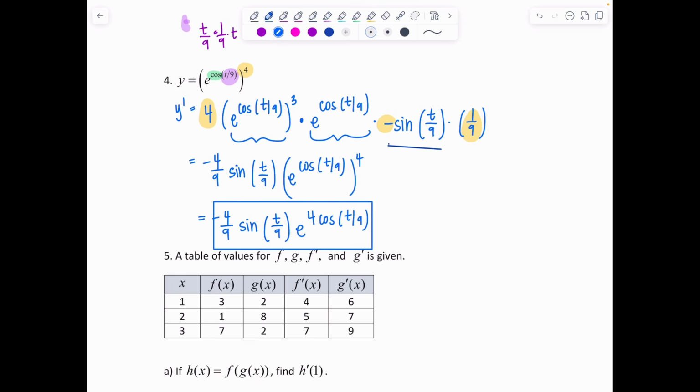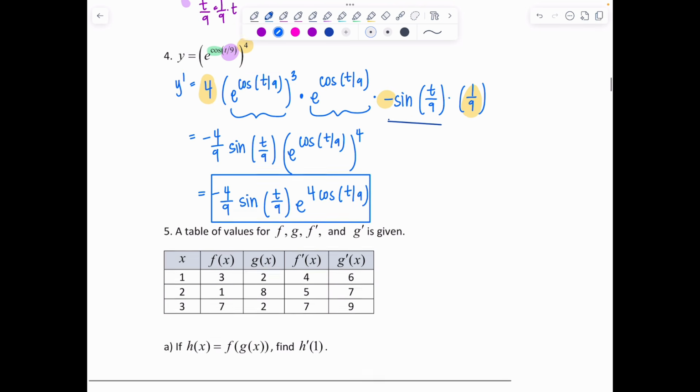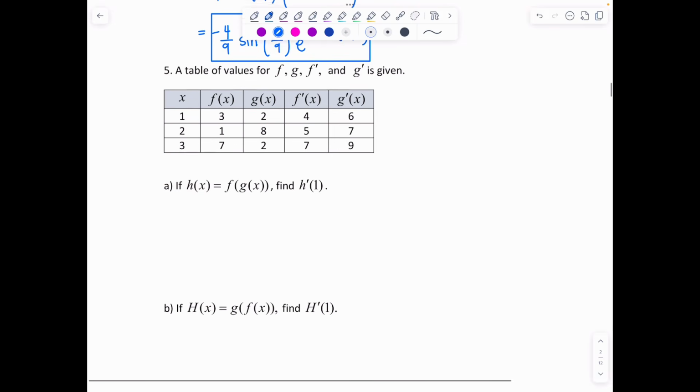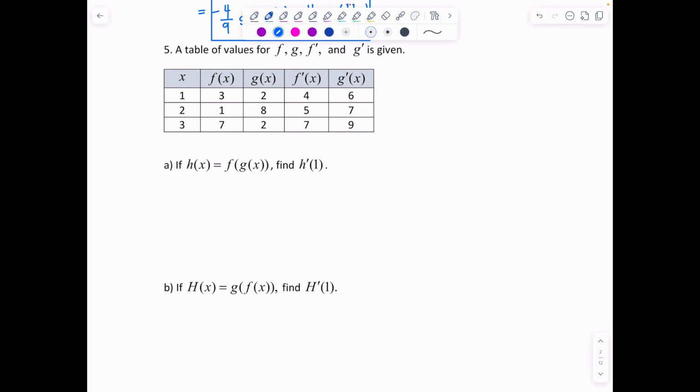Okay, how you guys doing? Now let's look at another example, classic AP style, where they don't actually give you the function. They love to give you a table. Table of values for f, g, f prime, and g prime is given. So first, if h of x is f of g of x, find h prime of 1. So what we need to do is write out the chain rule formula and then use the table to fill in and find what the value is going to be.